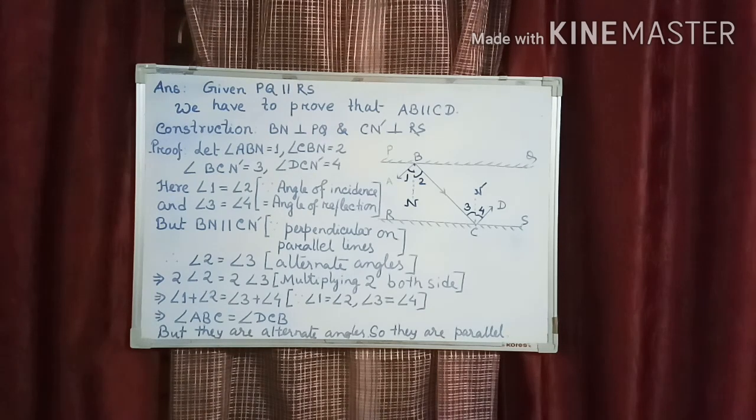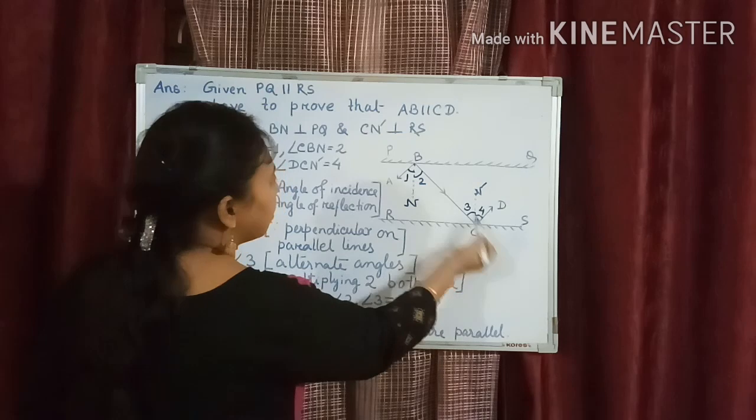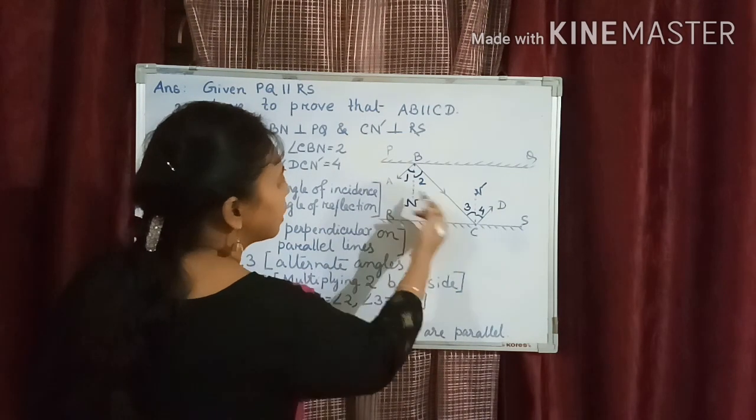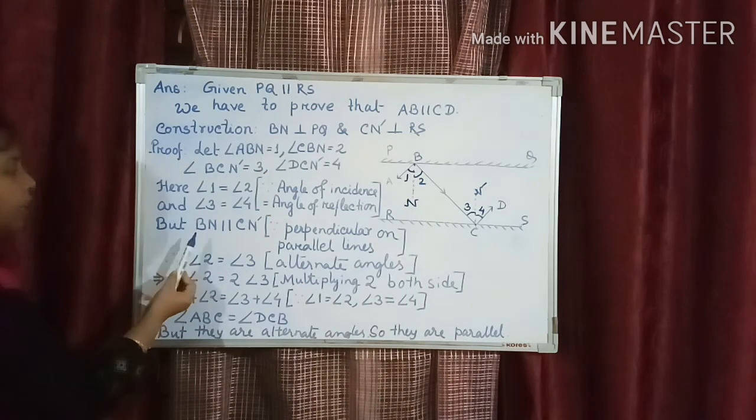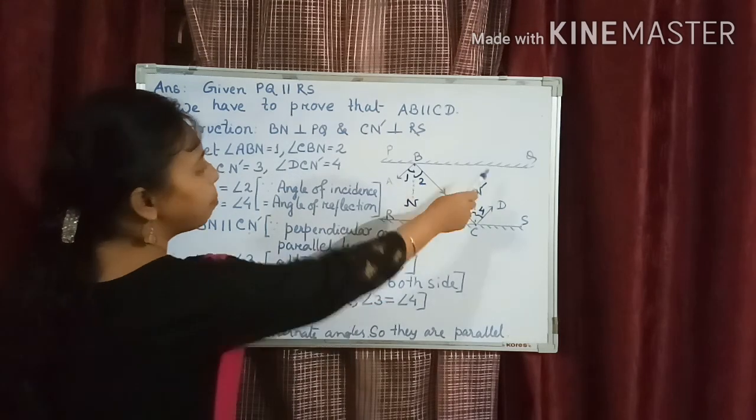Construction: BN perpendicular to PQ and CS perpendicular to RS. Now proof. First of all, name the angles of the incident and reflected rays. Angle ABN is 1, CBN is 2, BCS is 3 and DCS is 4. Here angle 1 and angle 2 are equal and angle 3 and angle 4 are equal because the angle of incidence equals the angle of reflection. But BN is parallel to CS, as they are perpendicular to two parallel lines, so they are parallel to each other.